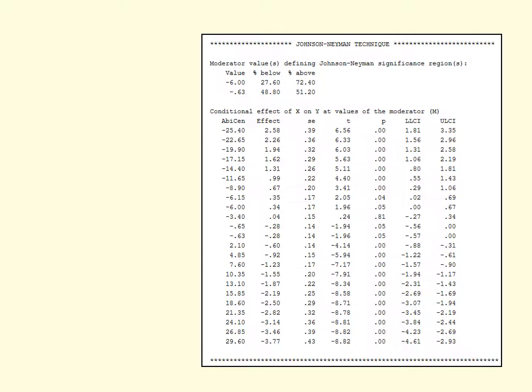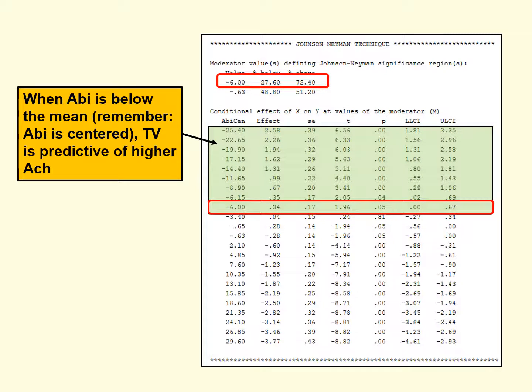So running through PROCESS, which I haven't bothered to show you all the steps because you can look at my previous lecture to see that, I could take a look at this table for the Johnson-Neyman technique, and I can see that when the value for centered ability is below the mean, the effect of television on achievement is positive. The values for those effects are all positive, as you can see, and they're all significant, as you can see.